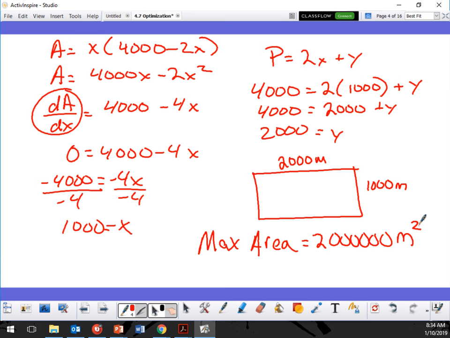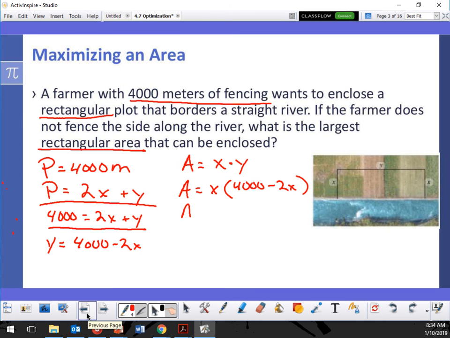Okay, questions, concerns, complaints? So calculus is useful for what? The question goes back to, what was the largest rectangle area that can be enclosed? Given my x was 1,000, my y is 2,000, the maximum area is 2 million meters squared. That's it.